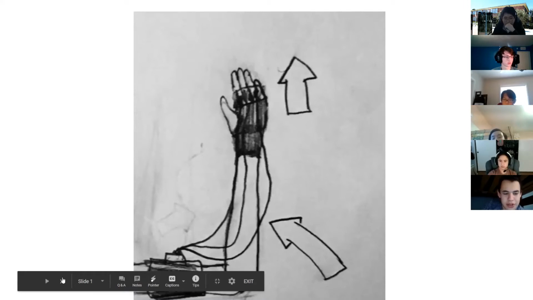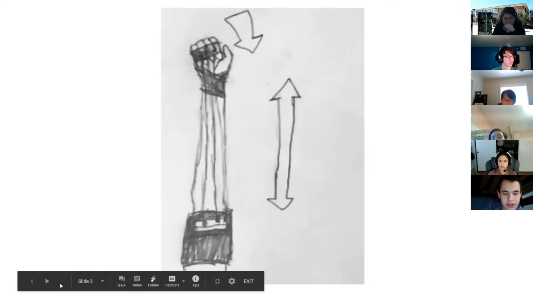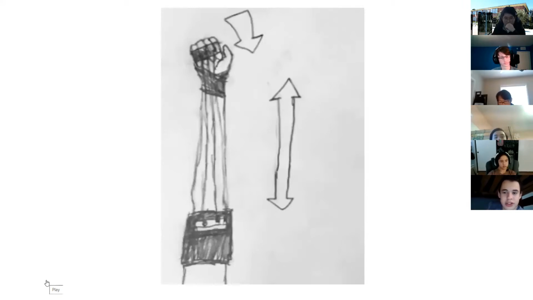It's pretty simple, but I think it would be effective and pretty cheap, and also probably pretty light. So those are all good things there. And that's it. All right. Well, anyone have questions, comments, concerns?